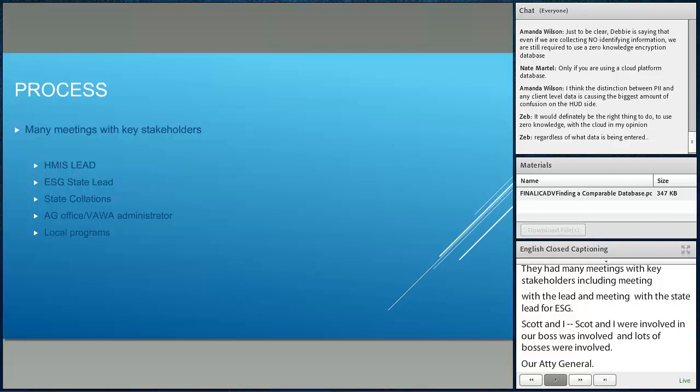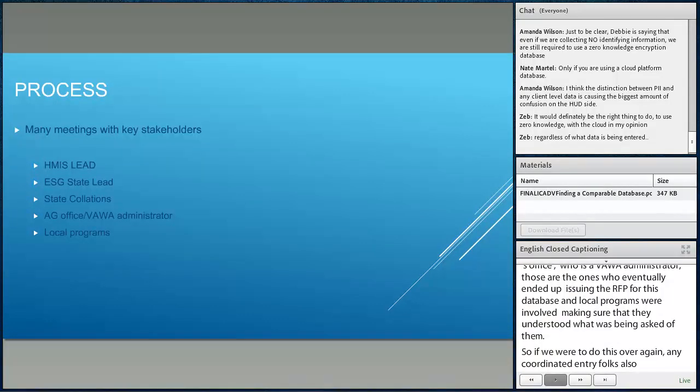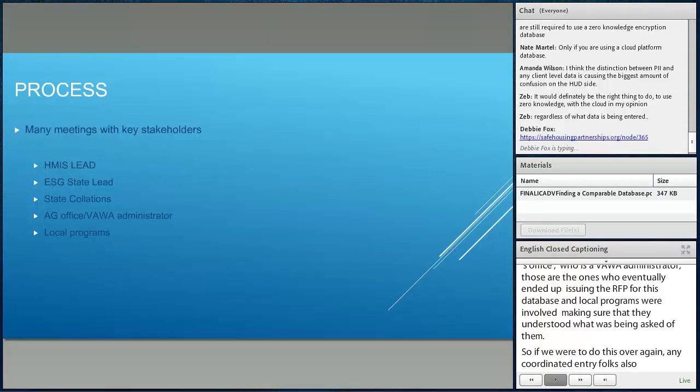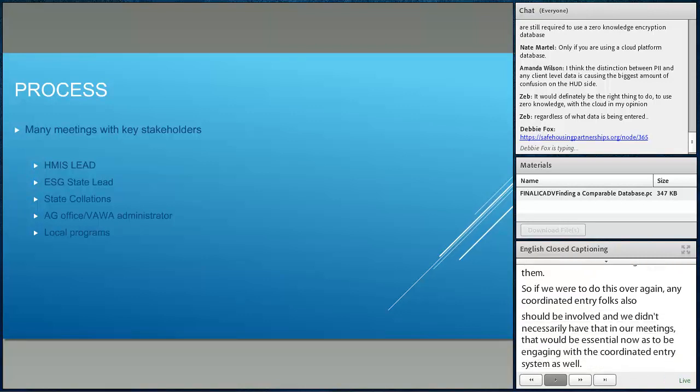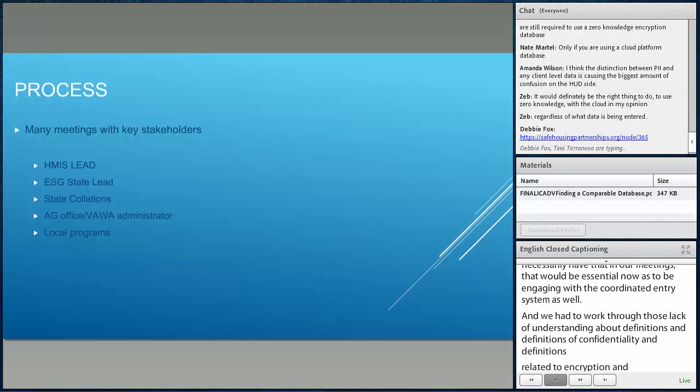I would say now, if we were to do this over again, any coordinated entry folks also should be involved. We didn't necessarily have that in our meetings, but that would be essential now, engaging with the coordinated entry system as well. And we had to work through those lack of understandings about definitions: definitions of confidentiality, definitions related to encryption, definition of release. These things are really very, very important, and not everybody comes to the table with the same understanding of these things.